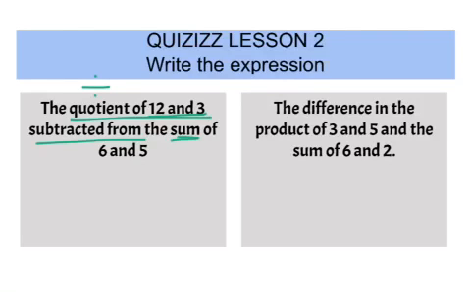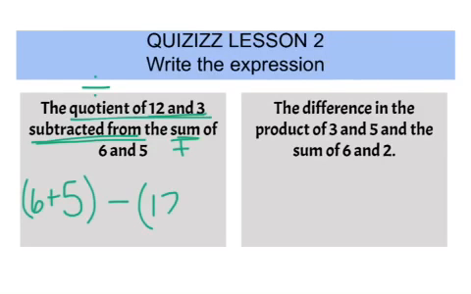So the quotient of 12 and 3 subtracted from the sum of 6 and 5. So I'm going to do 6 plus 5 first because that's my sum. That means I'm going to add. And then I'm going to take the quotient of 12 and 3 from my sum. So that means I'm going to have to take my quotient of 12 and 3 subtracted from the sum of 6 and 5. So that's going to be 6 plus 5 minus 12 divided by 3.